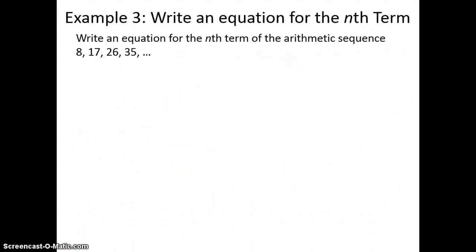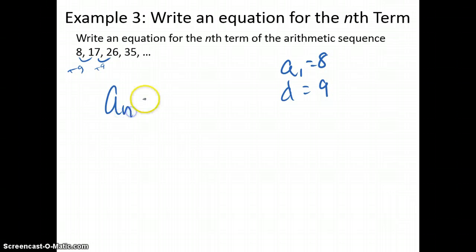All right, example 3, we're going to write an equation for the nth term here. We're going to be given a sequence, and we're going to take it upon ourselves to write the equation. So what I would start with here is what A1 and D are, because we know what those can be in our formula. So A1 is going to be 8. Our common difference here from 8 to 17 is 9. From 17 to 26 is 9, and it's positive 9.